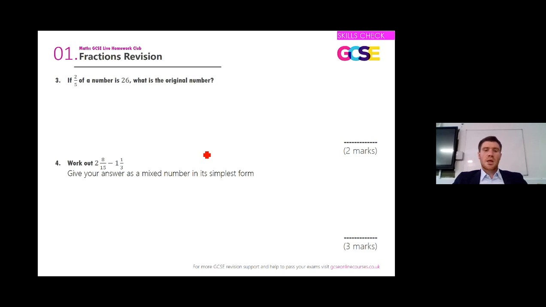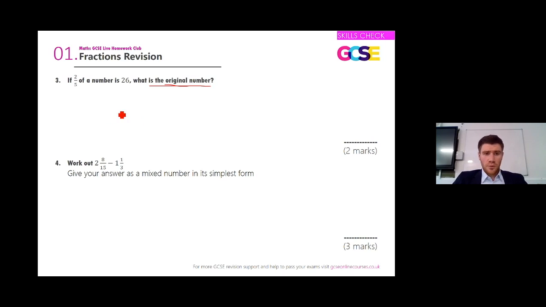What is incredibly common as a mistake with this question is to just do 2/5 of 26. So let's just quickly have a look at it. If 2/5 of a number is 26, what is the original number? So we're actually looking at working backwards here. We had a number, whatever it was, we found 2/5 of it and got 26. I want to know what the original number was. So that is not doing 2/5 of 26. We're not going to do that. That's not what the question's asking. We did 2/5 of something and got 26.